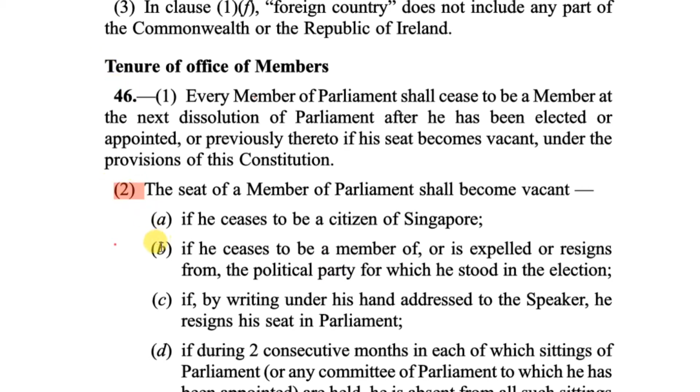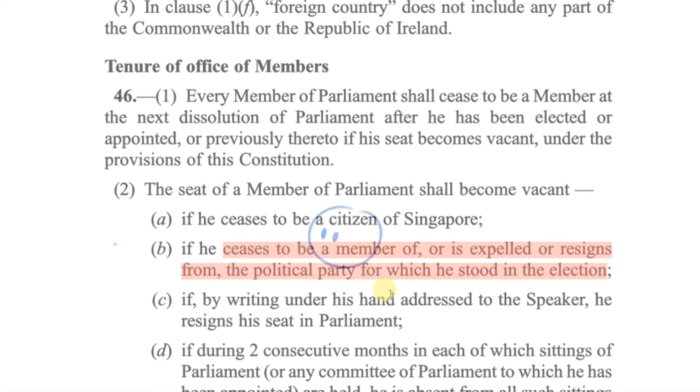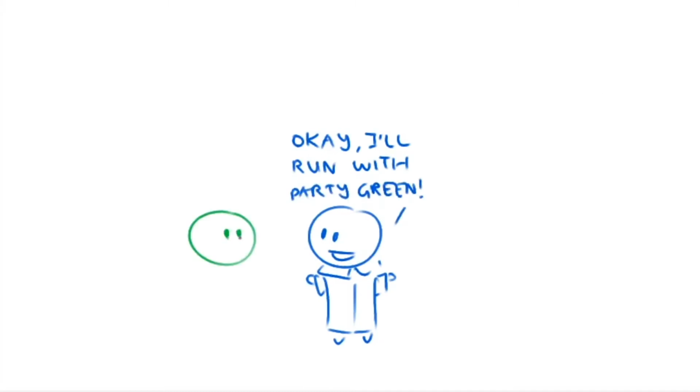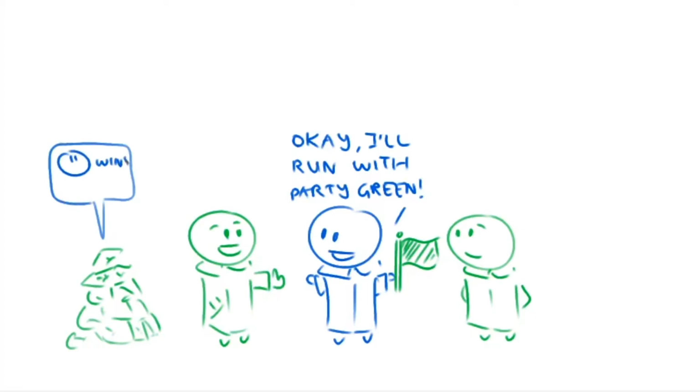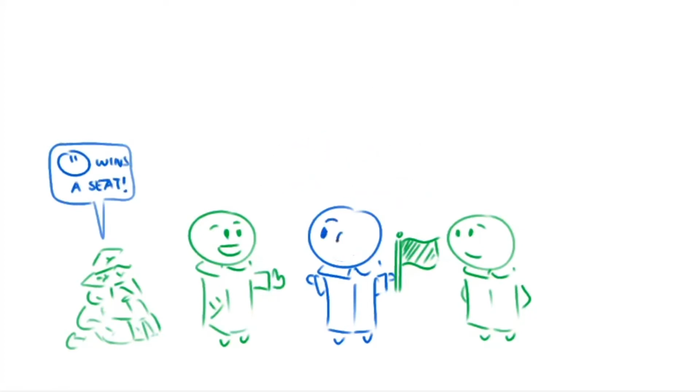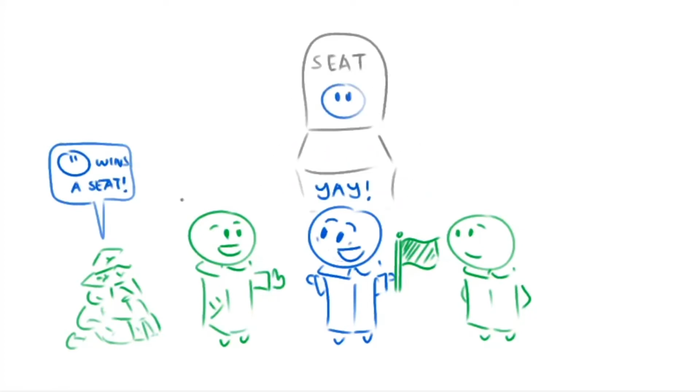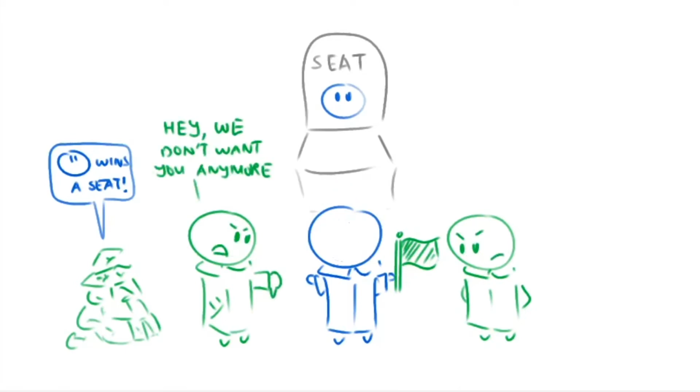That's Article 46, subsection 2b, which states that the seat of a member of parliament becomes vacant when that member stops being a part of the political party he contested in the election with. To give an example of how this works, let's say I contest in the general elections with Party Green, and I win. This grants me a seat in parliament and I get to take part in the lawmaking process. But if I subsequently get kicked out of Party Green, I can no longer be in parliament.